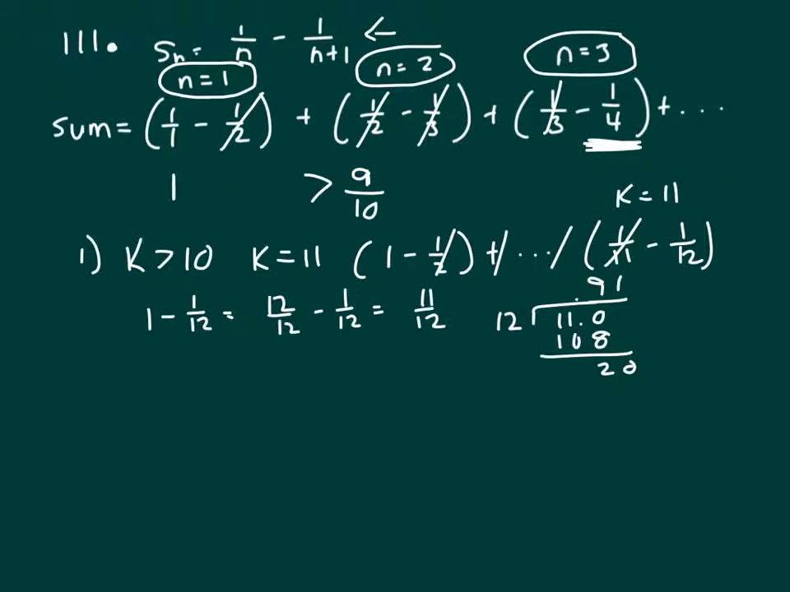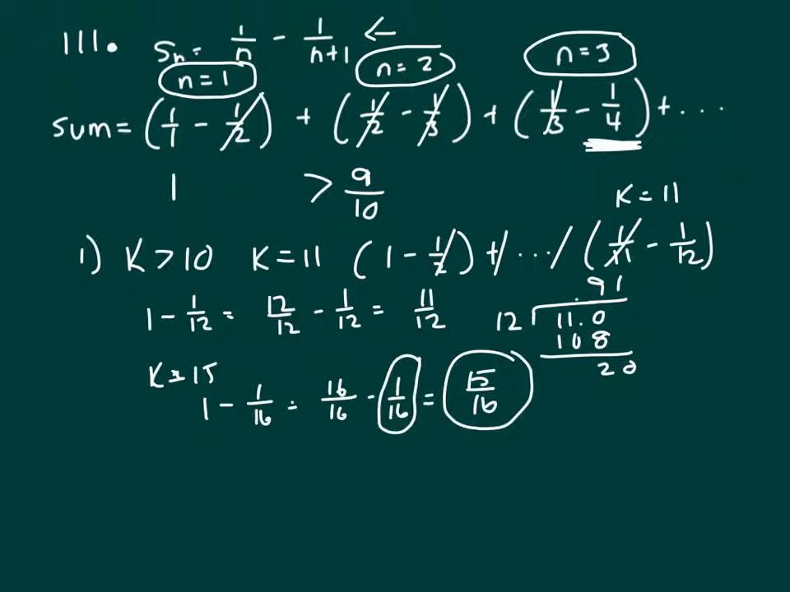Now think about it. Let me see, let's say if k is 15, you're going to be left with 1 minus 1 over 16. So that's going to be 16 over 16 minus 1 over 16, which is 15 over 16. So you're subtracting a smaller fraction, so this is getting bigger.